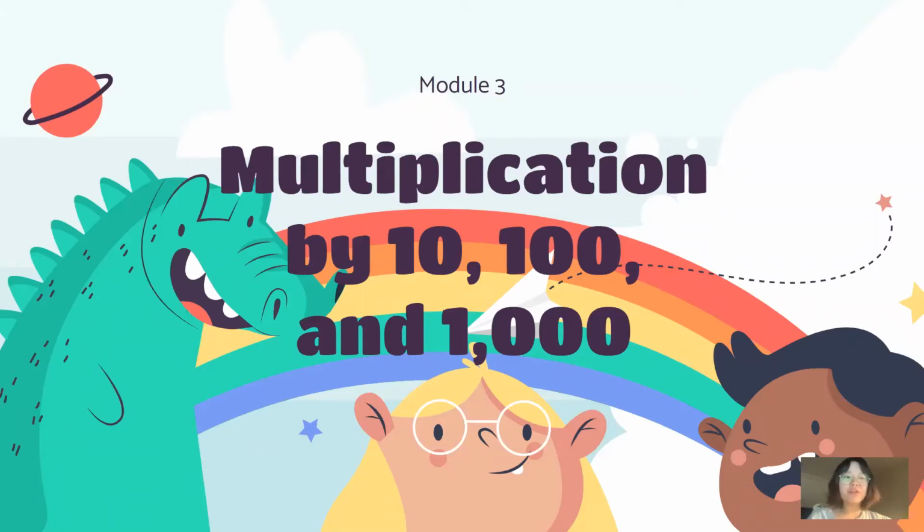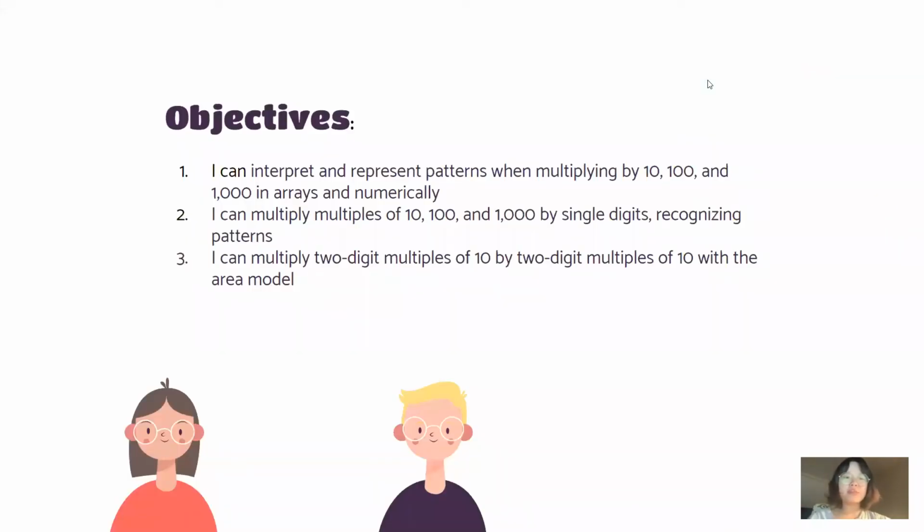And today we're going to learn about multiplication by 10, 100, and 1000. Today's objectives are: I can interpret and represent patterns when multiplying by 10, 100, and 1000 in arrays and numerically. I can multiply multiples of 10, 100, and 1000 by single digits recognizing patterns. And I can multiply two-digit multiples of 10 by two-digit multiples of 10 with the area model.